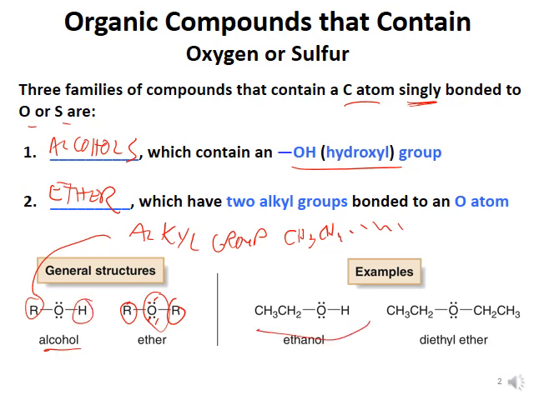Two examples are ethanol and diethyl ether. These are two pretty common chemicals used a lot for lots of different things. As we'll find out later, this is an anesthetic. Diethyl ether is an anesthetic, one of the first ones. And well, I guess you could think of ethanol as an anesthetic too if you chose to. Okay.